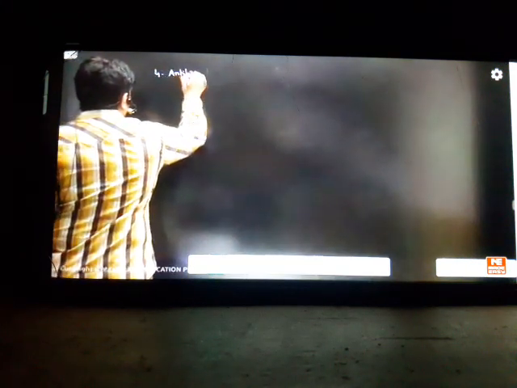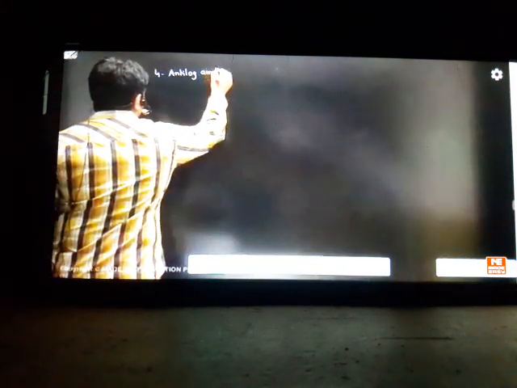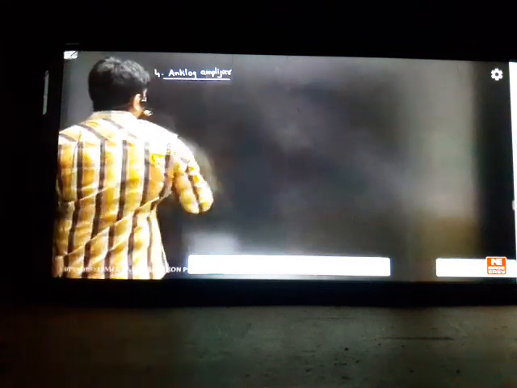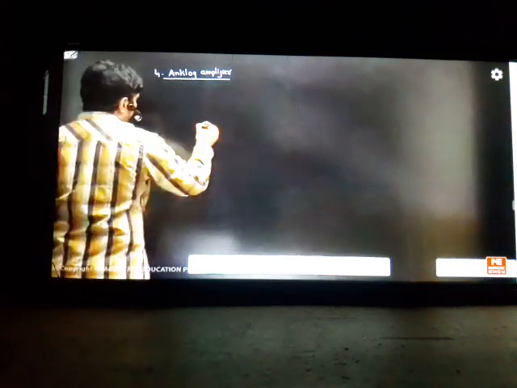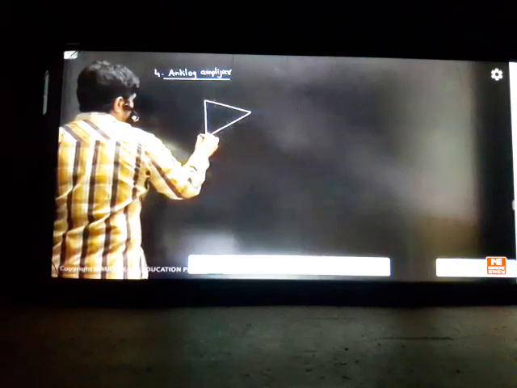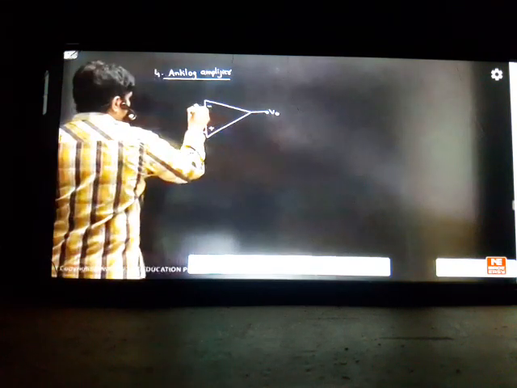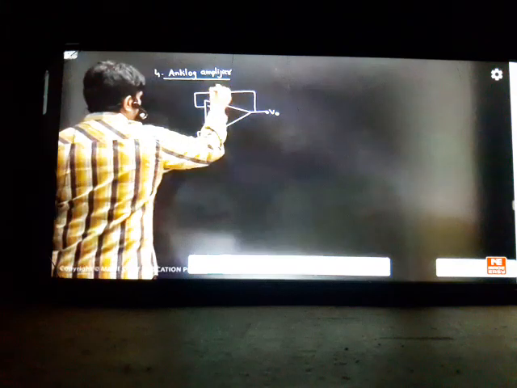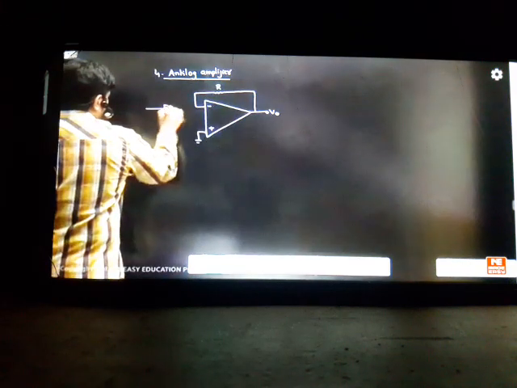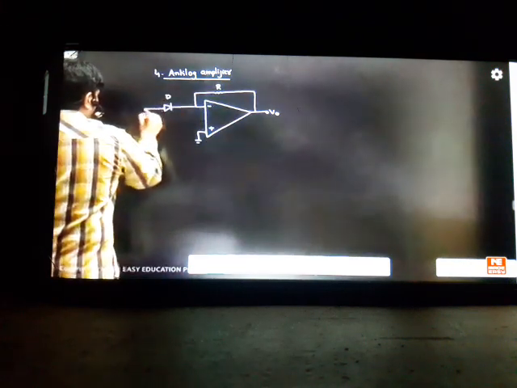Anti-log amplifier. If I want to design an anti-log, I am going to change the devices now. Minus, plus, plus is ground, here is the output. The only thing I am doing is that the resistor which was in series I kept in shunt, and the diode which was in shunt we kept in series position. So this is called the opposite mechanism.